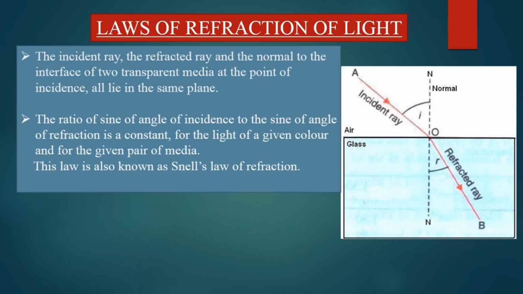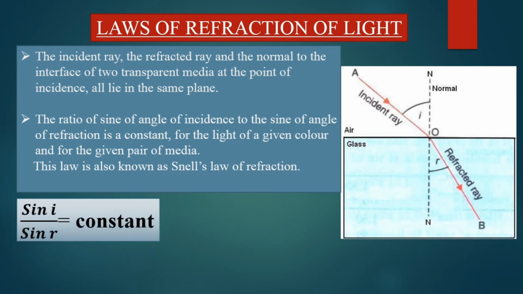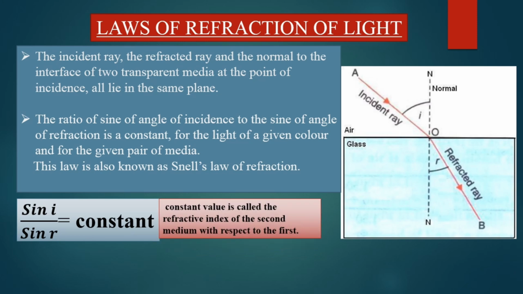The second law is also known as Snell's law. It says that the ratio of the sine of the angle of incidence to the sine of the angle of refraction is always a constant, as long as the color of light and the two media remain the same. This constant is called the refractive index of the second medium with respect to the first. It is written as sin i divided by sin r is equal to constant, where i is the angle of incidence and r is the angle of refraction.